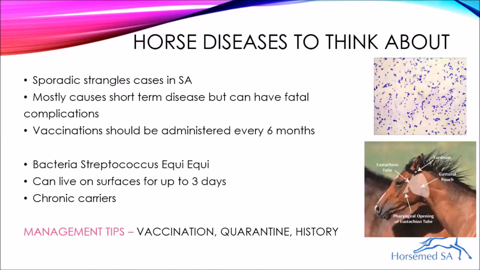Now, it's a bacteria called Streptococcus equi, and it can live on surfaces for up to 3 days. So it can live for quite a long time. The other thing that you need to remember is you can get horses which are chronic carriers. So if you look at this picture over here on the right, if the infection gets into this structure here called the guttural pouch, these horses can become chronic carriers of strangles. Then they can easily spread the disease. So management tips: vaccination, that's your prophylaxis; quarantine, that's your exclusion; and certainly getting an extensive history on these horses, which is hard if you buy them from the sale yards.